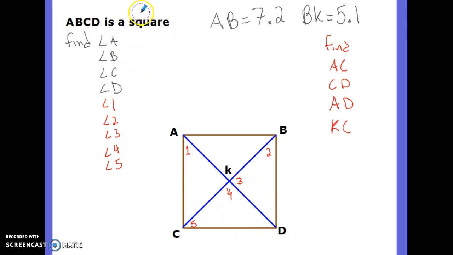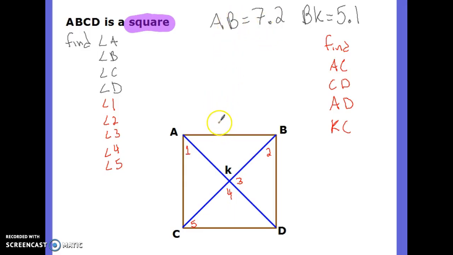When we're working through these, that might be something we want to annotate: square. Because when we know it is a square, we know it has all of the properties of a square. If you're unsure of those properties, please check out my video on the properties of a square and the definition of a square. So, I've given us two pieces of information.